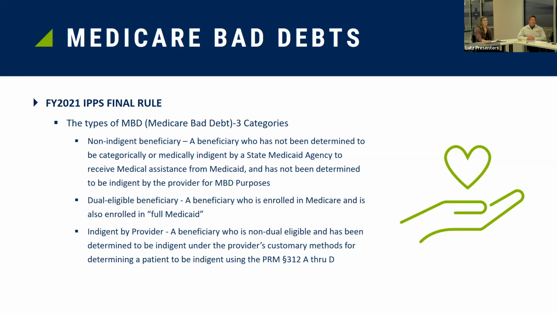So basically, if it's that category of a person who comes in, they're not eligible for Medicaid, but based on your internal policies, procedures, and guidelines, have been determined to be indigent under the provider's method. In that case, you need to follow, and again, this is one of those jaded things, the Provider Reimbursement Manual 15.1, Chapter 3, Section 312, A through D. I am not going to go into details on that right here.